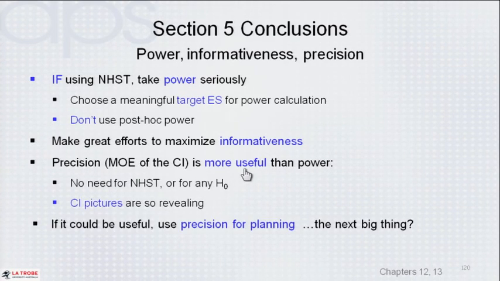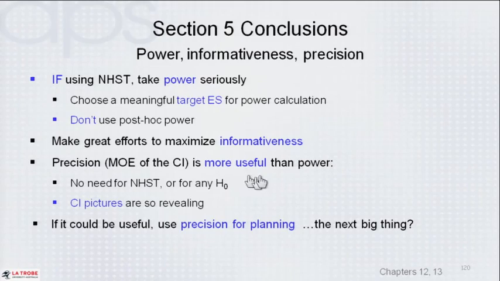And precision is the length of one arm of a confidence interval, that's our MOE, and that's in effect size units. So it's natural if you're working with estimates and effect sizes to keep thinking in effect size units and to do your planning also thinking in effect size units, whether it's milliseconds or points on a scale or whatever. And so precision for planning, the next big thing, let us hope.